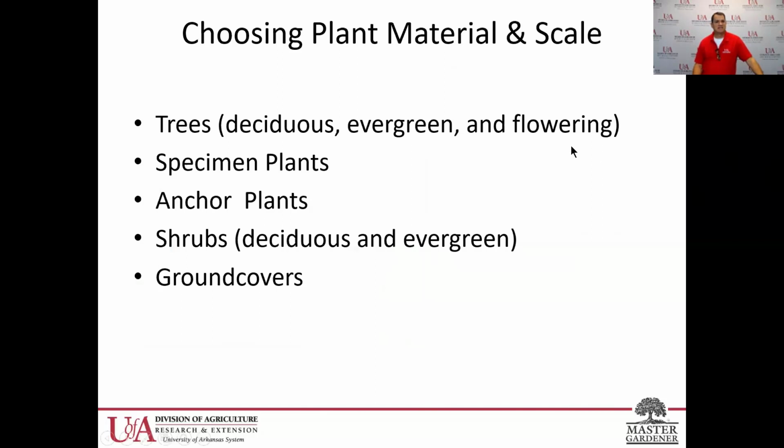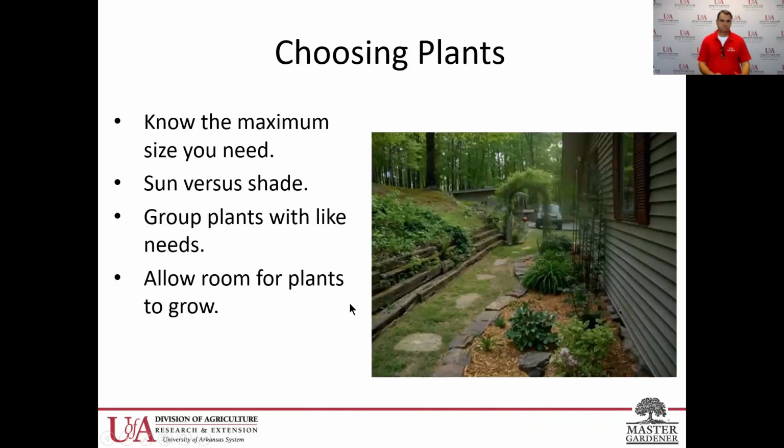And then another thing, is it a flowering tree or a flowering shrub? We're going to talk about specimen plants. We're going to talk about anchor plants and the difference. Whatever applies to trees applies to shrubs. We have deciduous shrubs that lose their leaves every winter, and then we have the evergreen shrubs that retain those leaves all year round. We're also going to talk about ground covers as it pertains to landscape. Later on in the session, we're going to cover ground covers and their different types to use in the landscape.